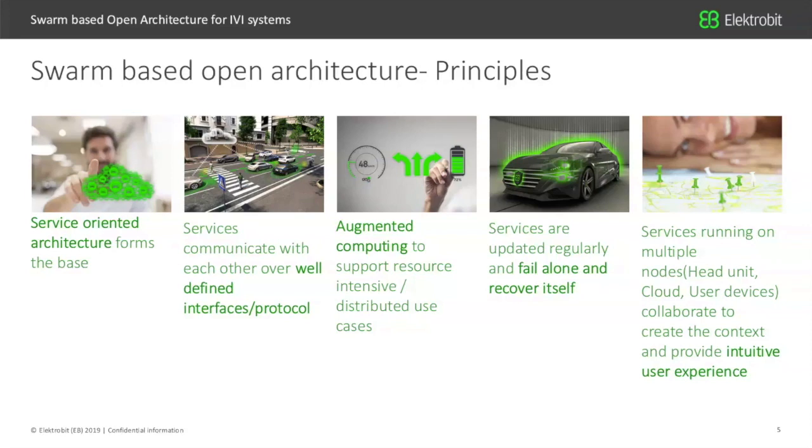Then last is the services running on multiple nodes, head unit, cloud, user devices, collaborate to create context and provide an intuitive user experience. So here in this architecture, in the next slide I'll cover, there are three nodes basically: the head unit node, the cloud backend, and the user devices, which are the smartphones and smartwatches. These are the different nodes that together talk to each other and create a context, because each of the nodes has a lot of data in it. And when we have to create a context out of it, all of them have to talk to each other to provide that kind of user experience.